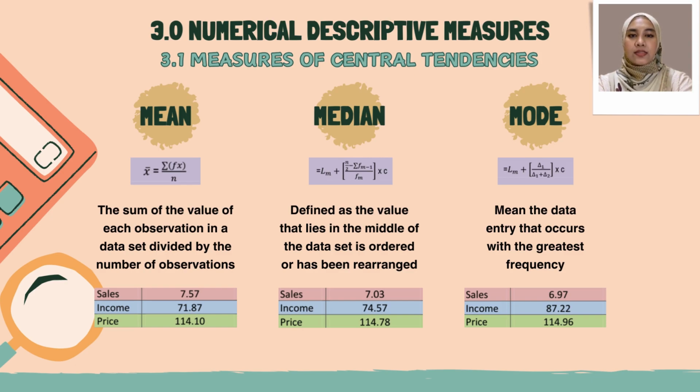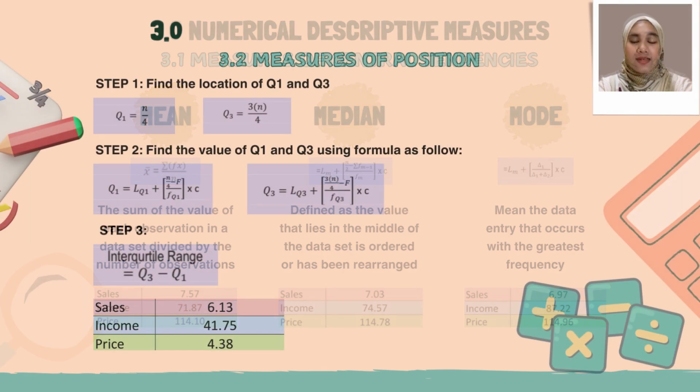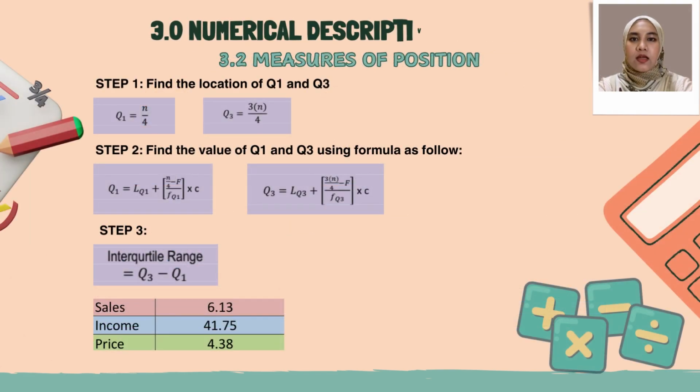The third one is mode, which is the data entry that occurs with the greatest frequency. So mode for sales is 6.97, income is 87.22, and mode for price is 114.96.